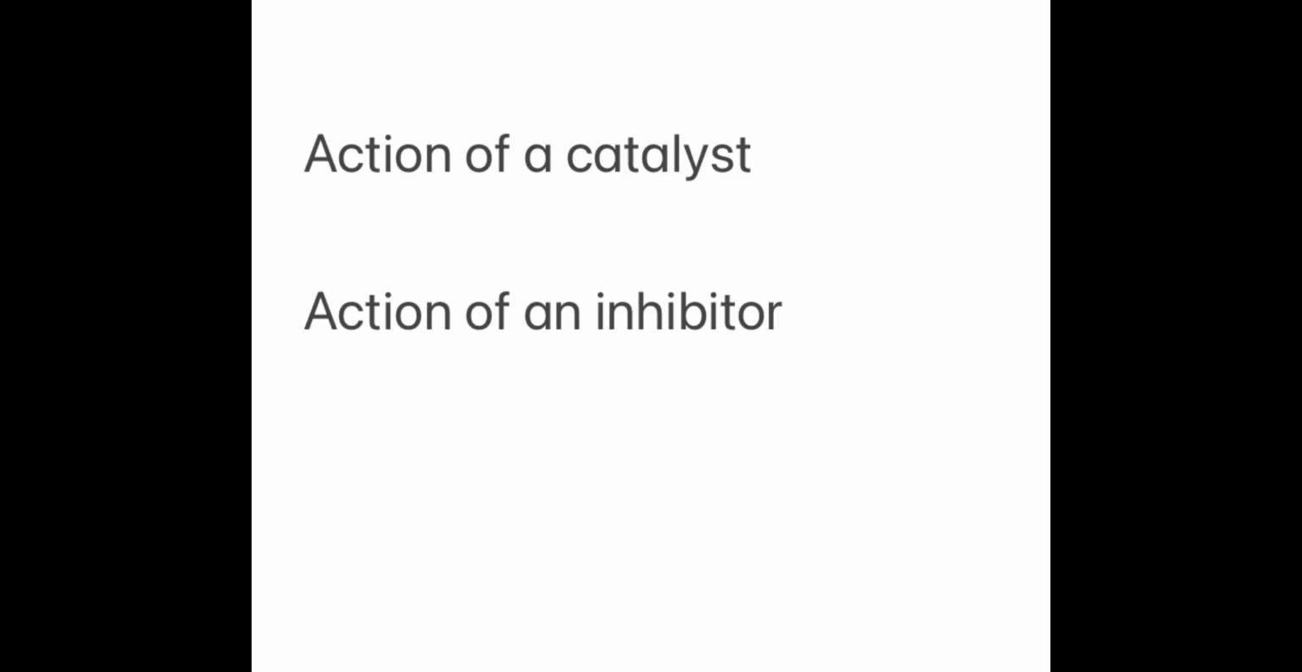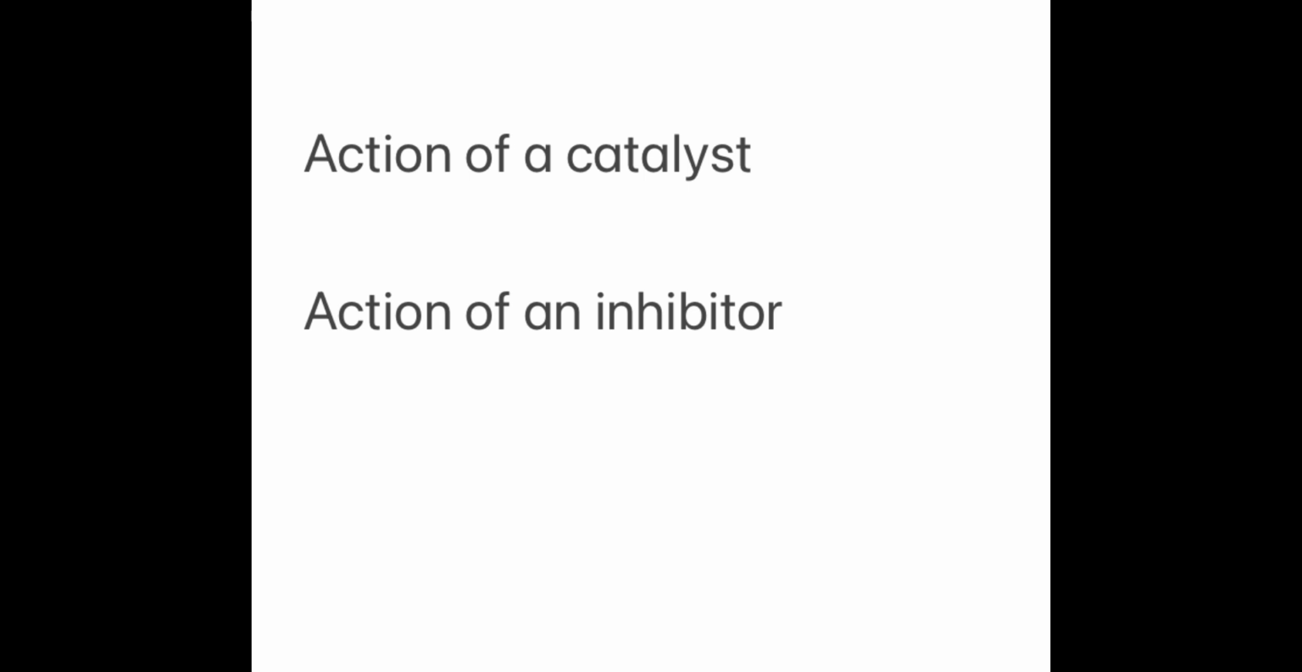Finally, we are talking about the action of a catalyst and the action of an inhibitor. A catalyst is a substance which can be used to increase the rate of reaction without being chemically used up, and an inhibitor is a substance which is used to reduce the rate of reaction. A very good example of a catalyst is manganese dioxide.